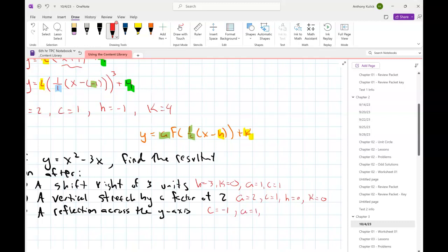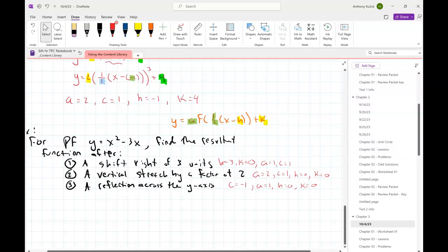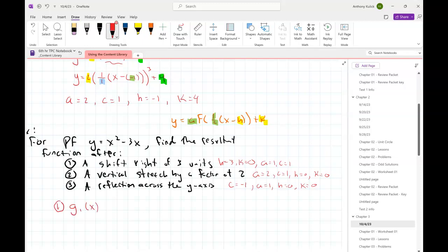And then the A doesn't do anything, so it's 1. H doesn't do anything, that's 0. K doesn't do anything, that's 0. So far, so good? All right, so I'm going to do this now in 3 steps. So my first step is going to be, I'm going to call G1. So that's like what's going to happen after I do that first transformation.